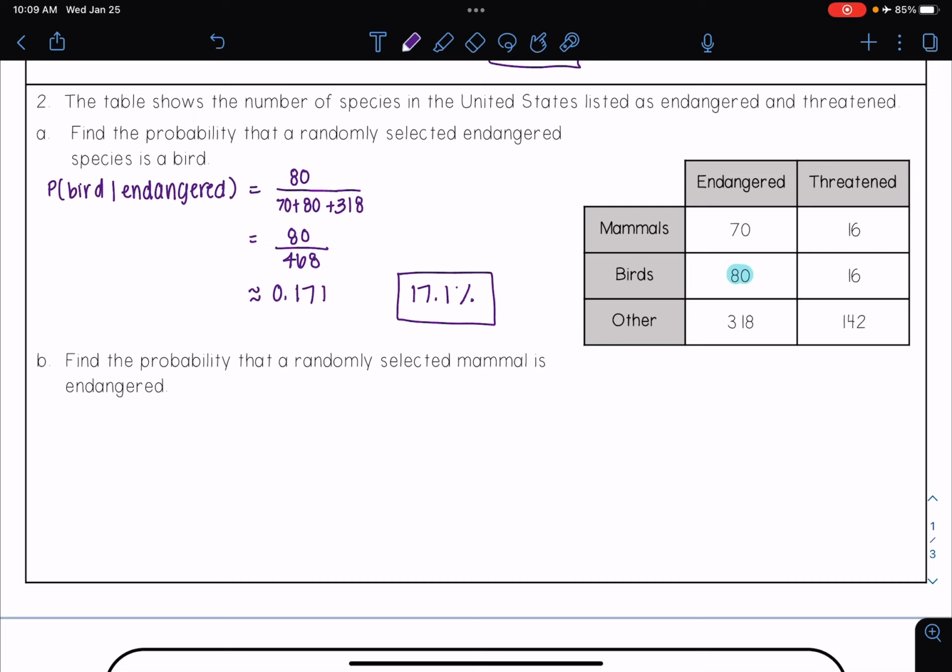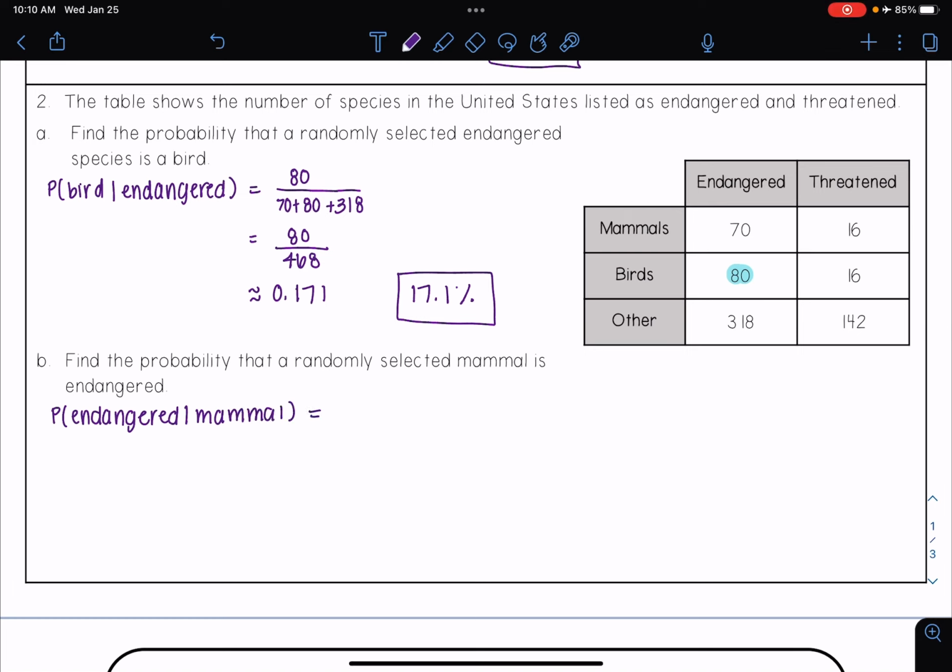Okay, and then part B says, find the probability that a randomly selected mammal is endangered. So this time we're looking at just the mammals. So that's going to be our given. And we're seeing from that group of mammals, what's the probability that it's endangered. So this will be written as probability endangered given that the species is a mammal.